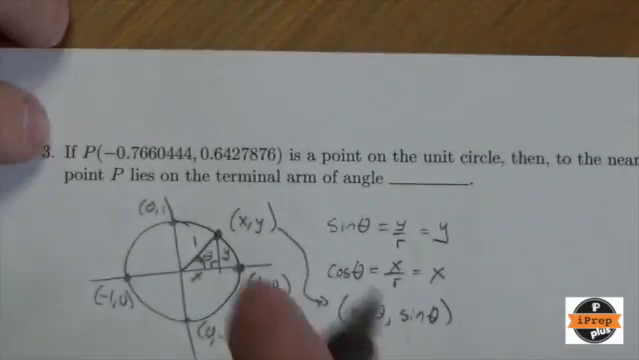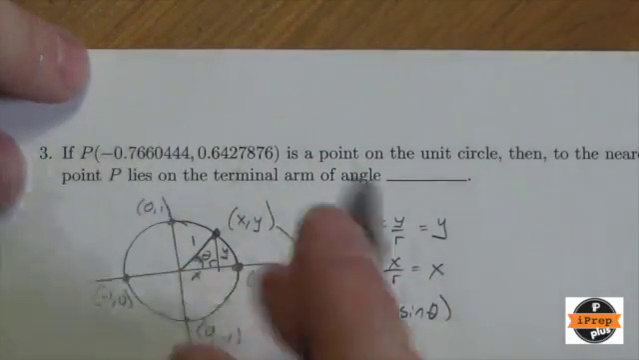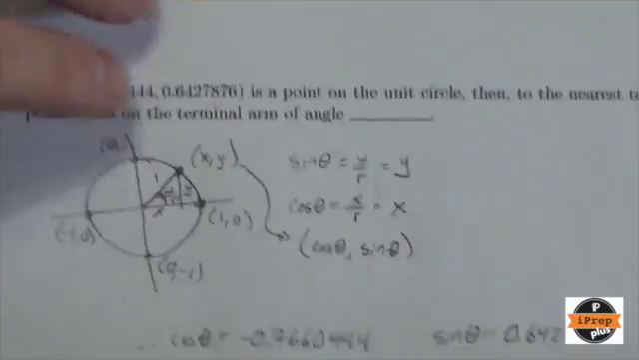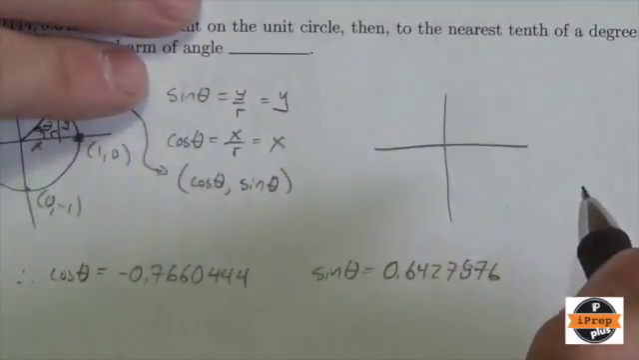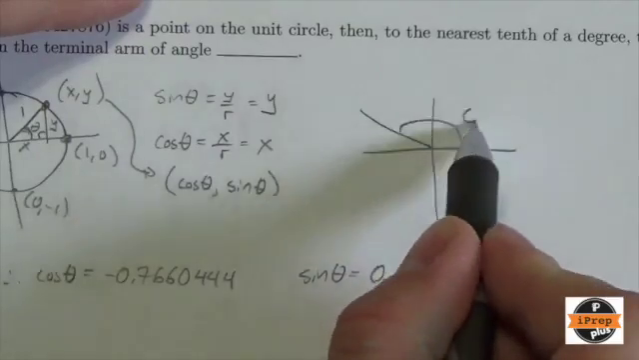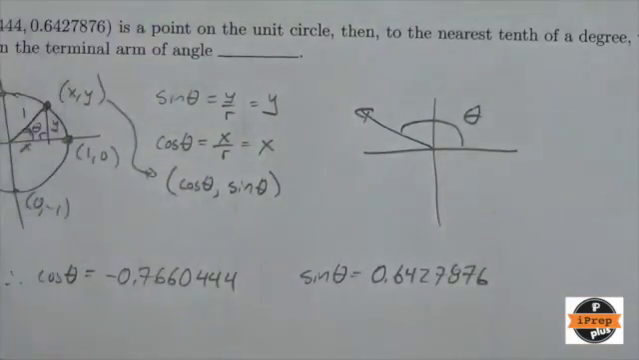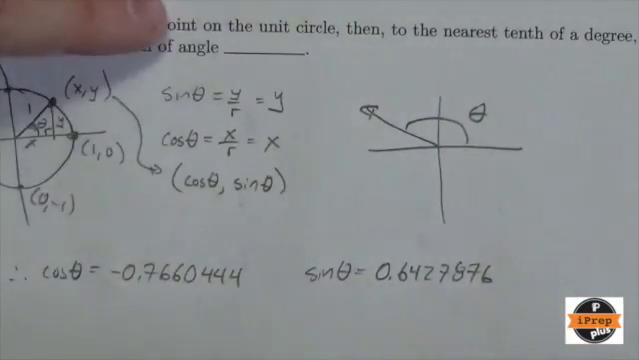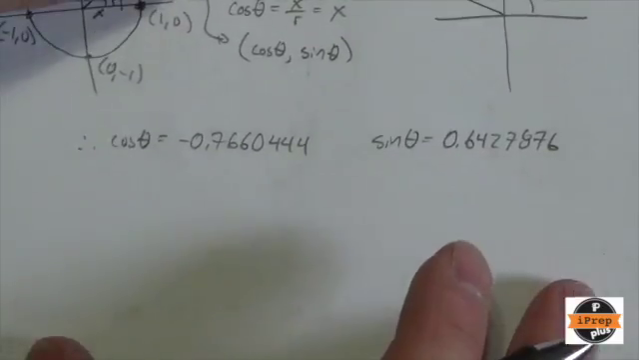Okay, now, a couple other things we got to look at here. Let's go back to the point here. Notice that the x-coordinate here is negative, the y-coordinate is positive. So we're out here. Here's our theta out in standard position. Our angle's in the second quadrant. So that gives us a little bit of information here.